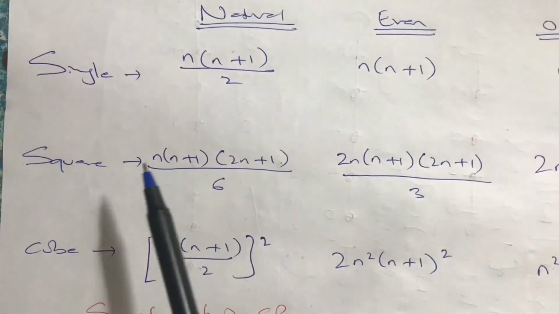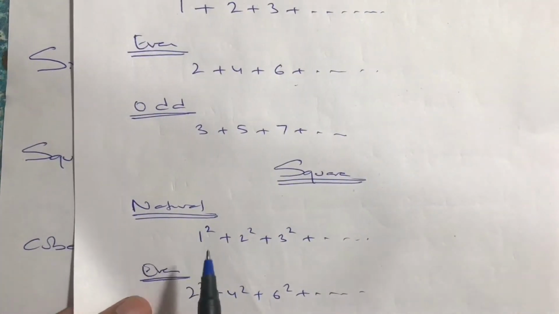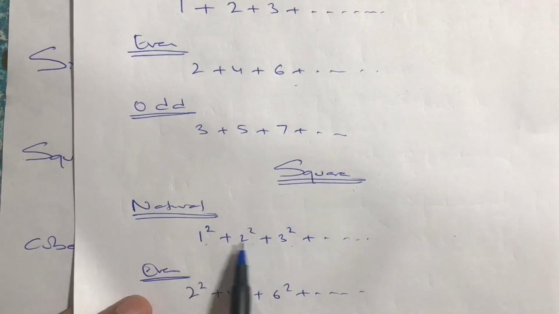Similarly, now if I have a square and it's natural numbers, square natural number means these are all natural numbers, but now the natural numbers will have a square.